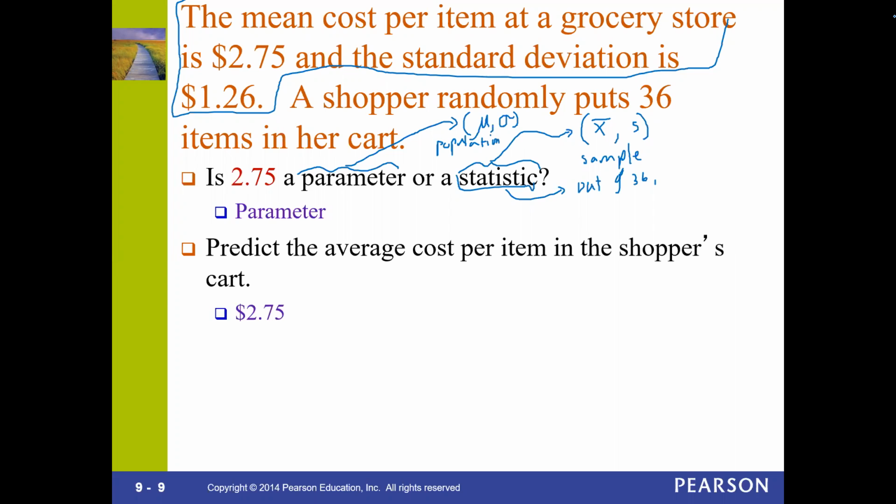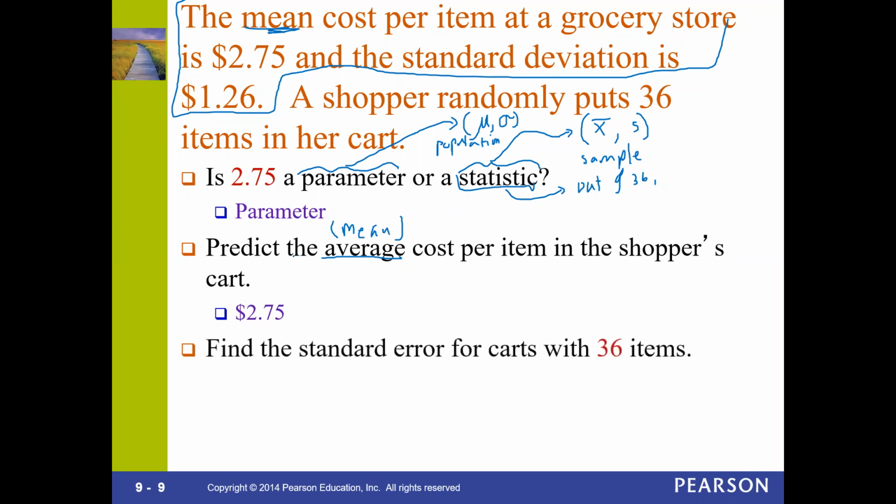Because it did say this is the mean. Up there it said this is the mean. So average is the same thing as mean. Now we need to find the standard error.